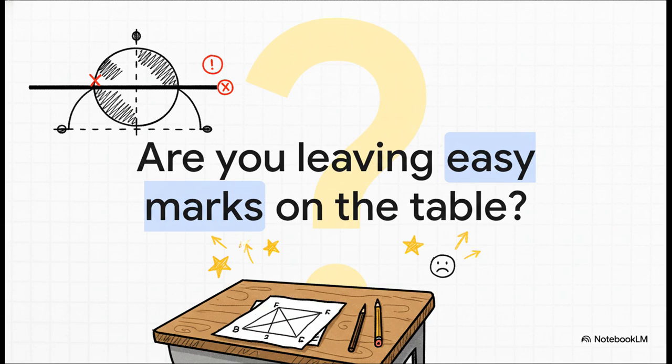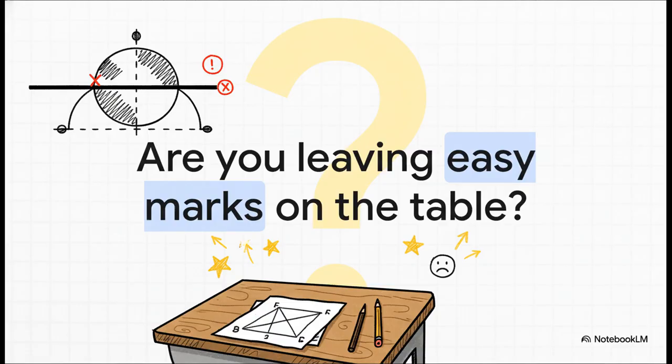You've probably been there, right? The question asks you to bisect a line. You draw what looks like a perfect line, smack bang in the middle, but when you get your results back, you haven't got full marks. It's so frustrating. So what's going on? Are you actually leaving easy marks on the table?